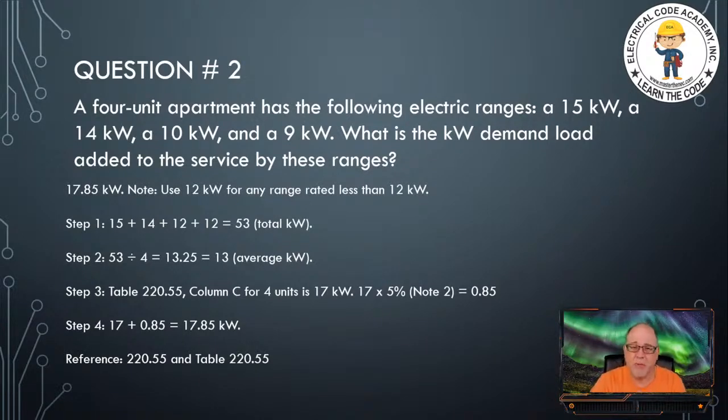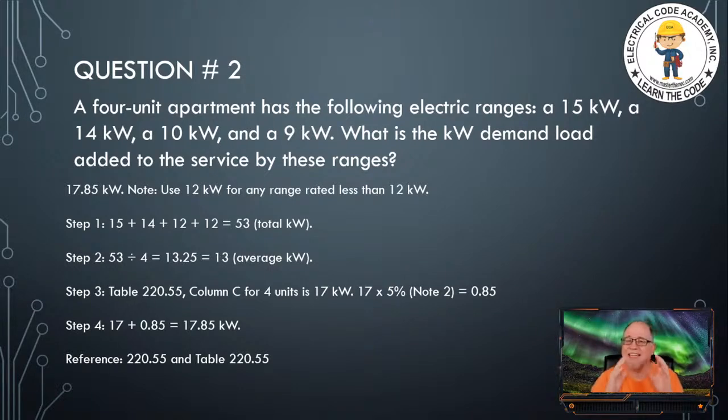All right, so the answer we know is 17.85 kW. We have that note that's reminding us to use 12 kW for any range that was less than 12. And in our case, we had one that was 10 and one that was 9. So we're going to strike through those and make them each 12. So step 1, 15 plus 14. And now instead of 10, we're using 12 plus 12. And then the 9 is now 12 plus 12 again. That's 53.